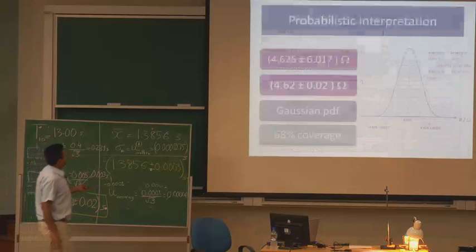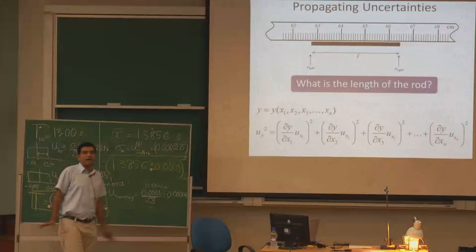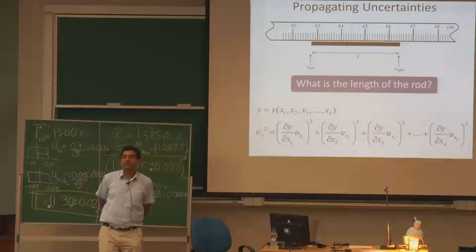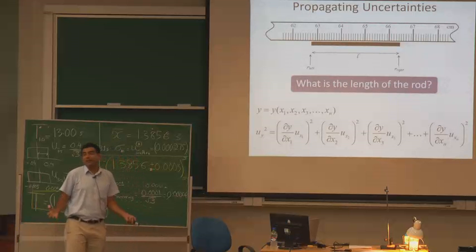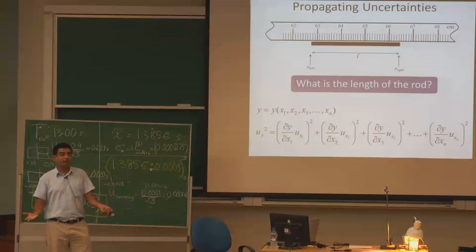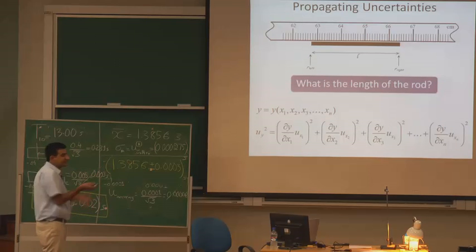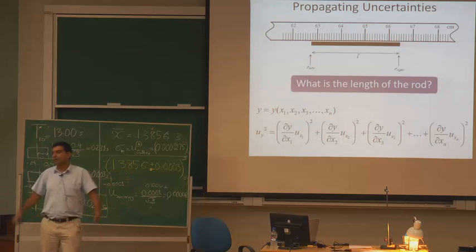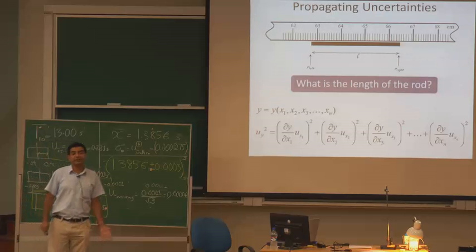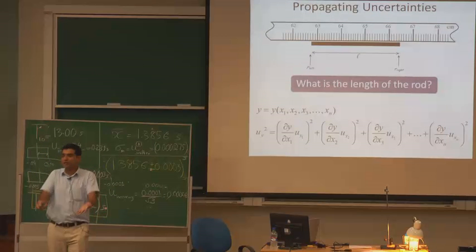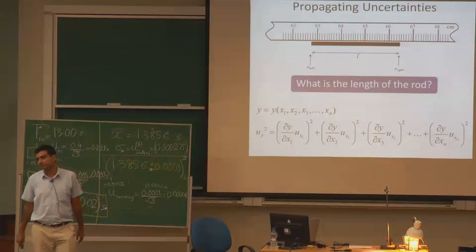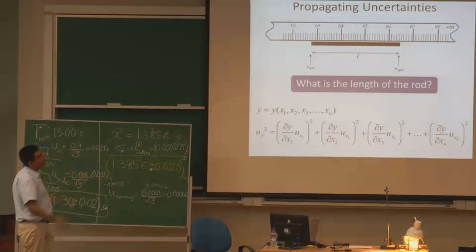So this is the best estimate. Now in the last 5 minutes I would like to talk about something really interesting, and this will be part and parcel of your laboratory course. Suppose I have this rod, it's a simple straight rod, and I ask you to calculate the length of the rod, and I provide you with a measuring instrument, which is the meter rule. Now this is how you would measure it.